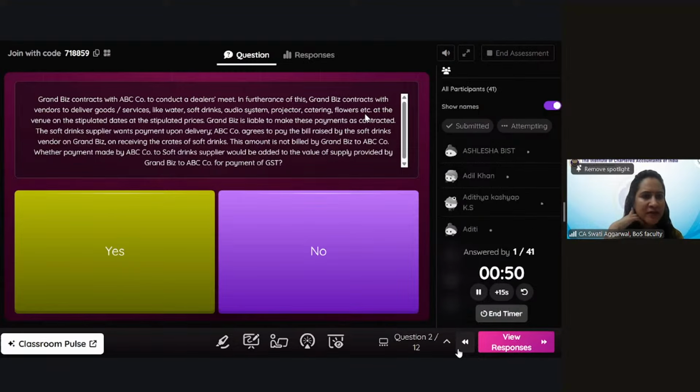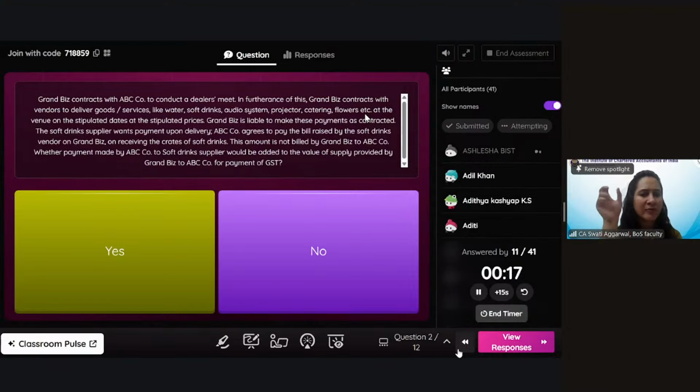Grant-based contracts with ABC company to conduct a dealers meet. In furtherance of this, grant-based contracts with vendors to deliver goods and services like water, soft drink, audio system, projector, catering, flower, etc. at the venue on the stipulated dates at the stipulated prices. Grant-based is liable to make these payments as contracted. The soft drink supplier wants payment upon delivery. ABC agrees to pay the bill raised by the soft drink vendor on grant-based's behalf on receiving the crates of soft drinks. The amount is not billed by grant-based to ABC company. Whether the payment made by ABC to the soft drink supplier would be added to the value of supply provided by grant-based to ABC company for payment of GST. Option A is yes, B is no, and you have 10 seconds left with you.